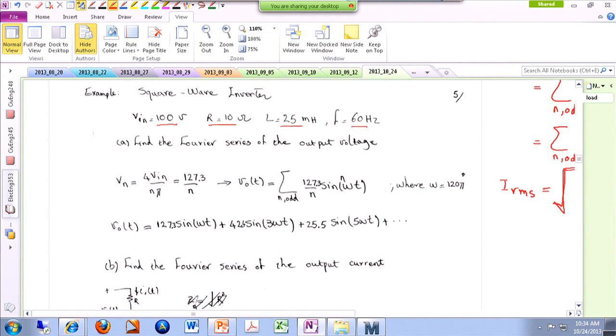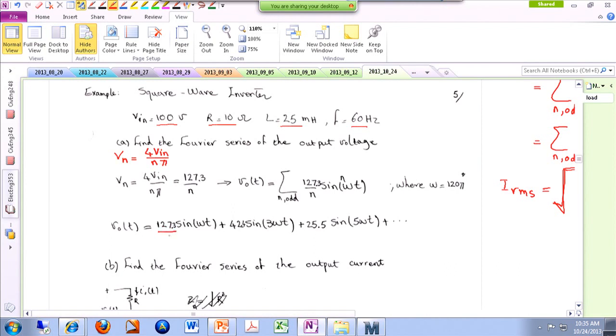Okay, so remember, if I'm interested in the nth harmonic in the output voltage, it would be 4Vn over n pi. So for instance, if I put n equals to 1, and I already know what Vn is, which is 100, and 4 and pi are constants, it gives me 127.3.